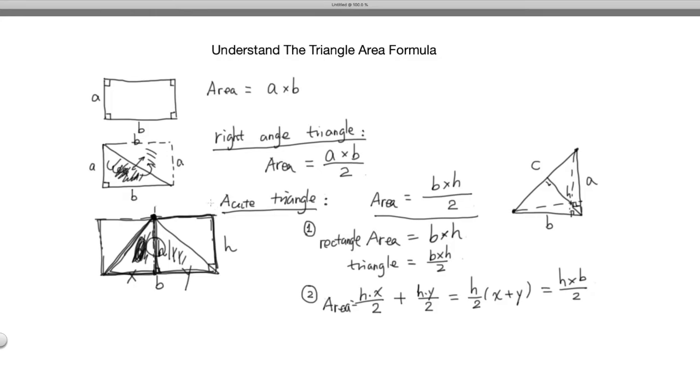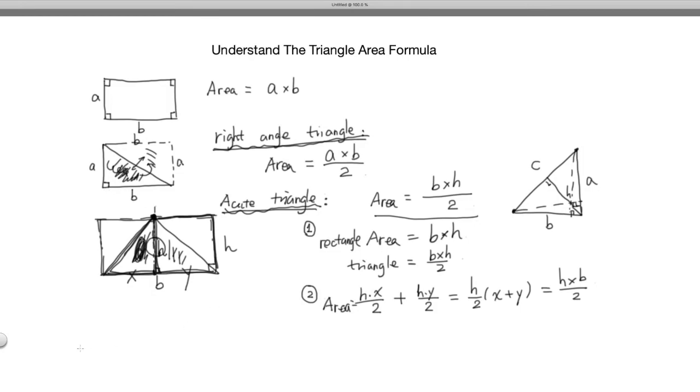Now, so far we covered the right angle triangle: the area equals the product of the two legs divided by 2. When it's an acute triangle, we need to use a base, and then we find the height, and the area equals base times height divided by 2. Of course, this right angle formula is just a special case of this acute triangle formula because a is really the height if you consider b as the base, correct?